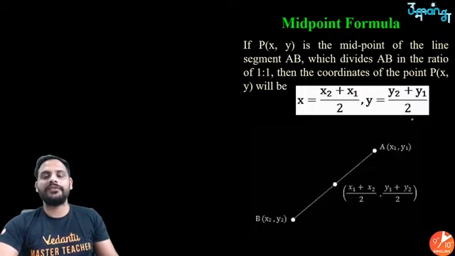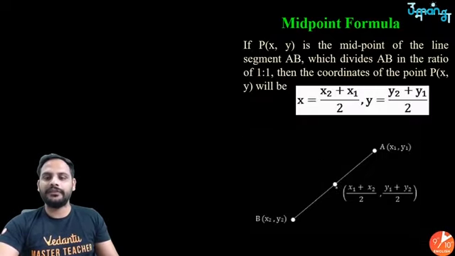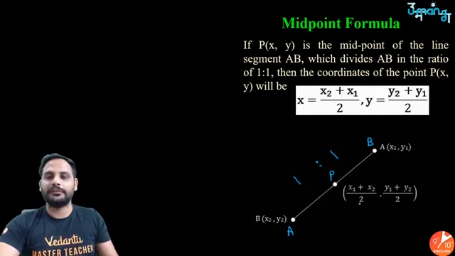Midpoint formula is one step further. If this point P is the midpoint of AB, okay, then the ratio will be 1:1. Now use the section formula over here. 1 into x1 plus 1 into x2 upon 1 plus 1 which is 2. So (x1 plus x2) by 2, (y1 plus y2) by 2.